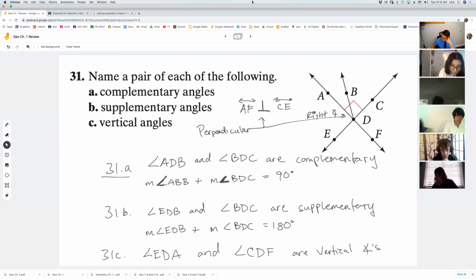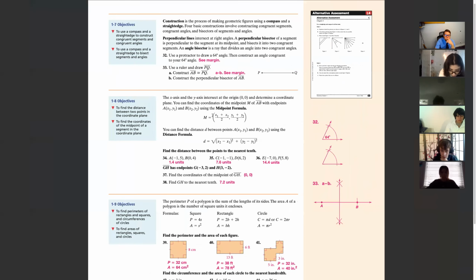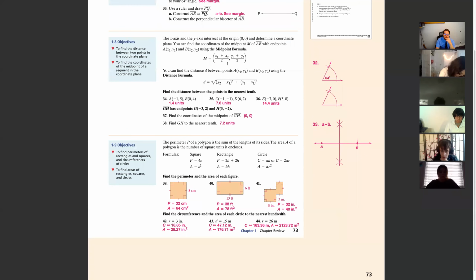Okay, the right angle. All right, continuing on. All right, the midpoint and distance formula, very important, okay?